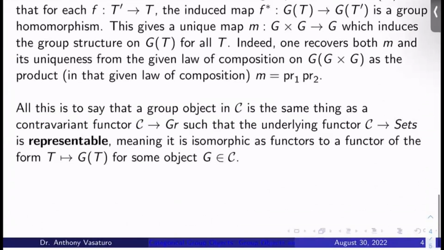And so a lot of the above discussion can be summarized by saying the following easy, natural thing. Giving a group object in a category C with finite products is the same thing as giving a contravariant functor from C to the category of groups, such that the underlying functor from C to the category of sets is representable, meaning it's isomorphic as functors to a functor of the form T maps to G(T) for some object G in the category C. Like I said, this is a great summary of a lot of what we just said in far less verbose language.